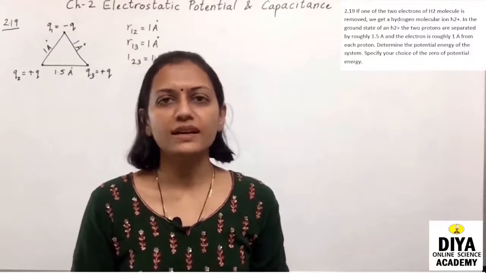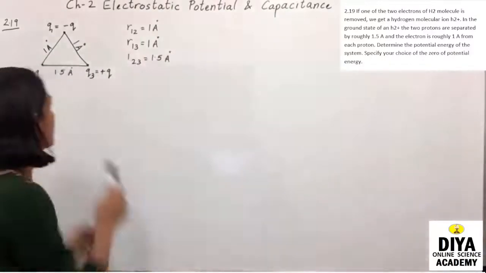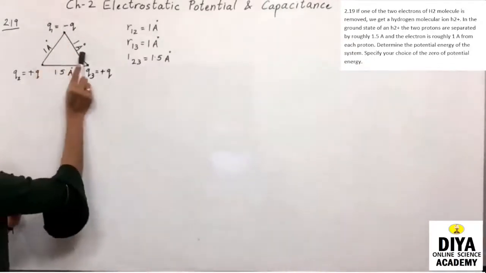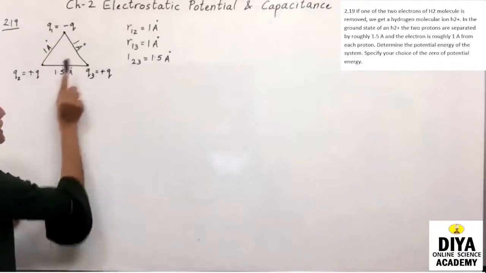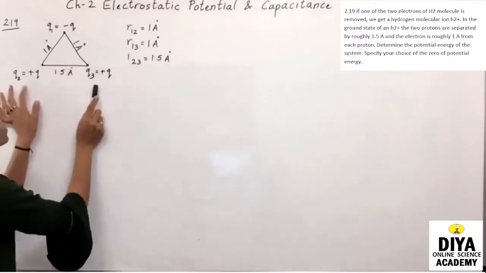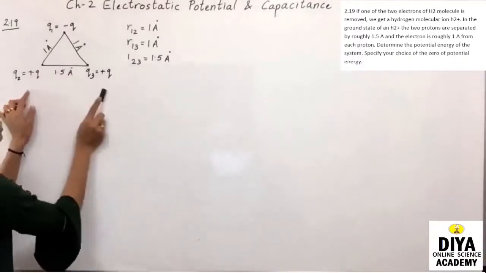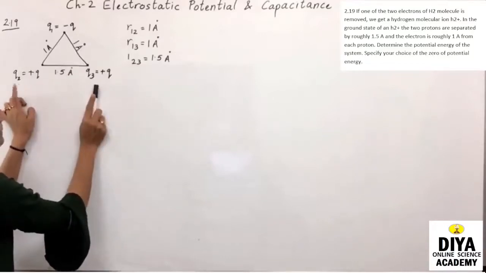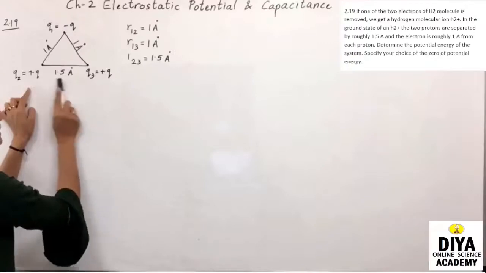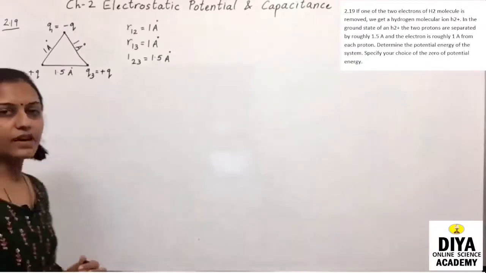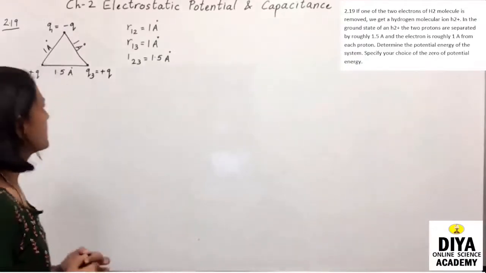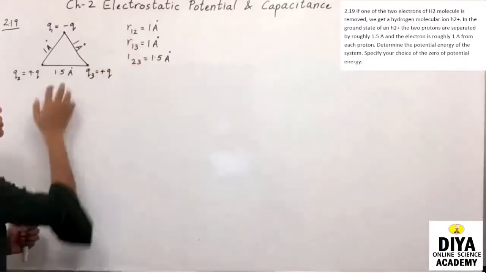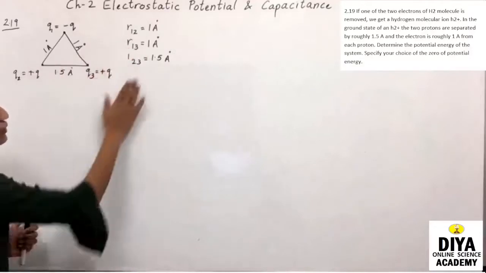So here the arrangement has been given like this, that an electron has been removed from the atom in such a manner that it remains at 1 angstrom from each of these charges, and the distance between the two charges, that means these two form an H2 plus ion, is 1.5 angstrom. Okay, so here the distances r12, r13 and r23 have been represented.